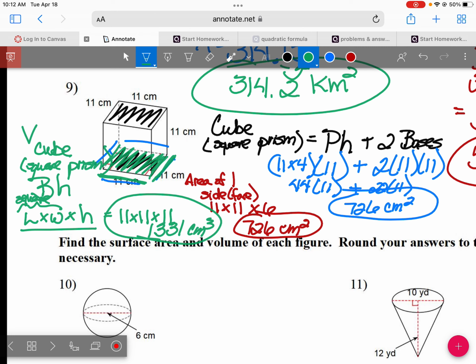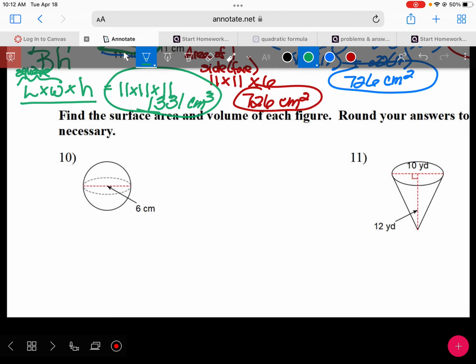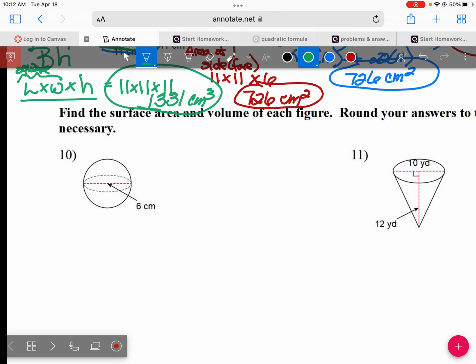Questions on the cube at all? It is important to know the difference between finding surface area of the cube and volume. That's going to be easy because this is going to review for second grade. Okay. All right, number 10.